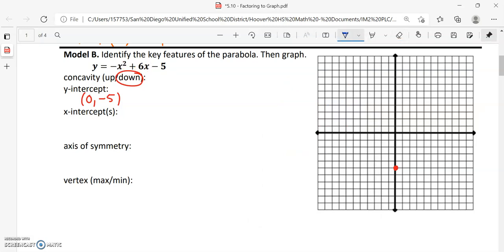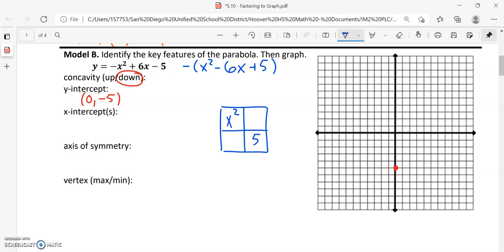So we can pull out a negative sign, which means all of our signs are going to flip. X squared minus 6x plus 5. Box method. X squared, positive 5. We only have two factors of 5. It's 1 and 5. How do we get 1 and 5 to turn into -6? Well, let's make them both negative. They multiply to positive 5 still, and they add to -6.